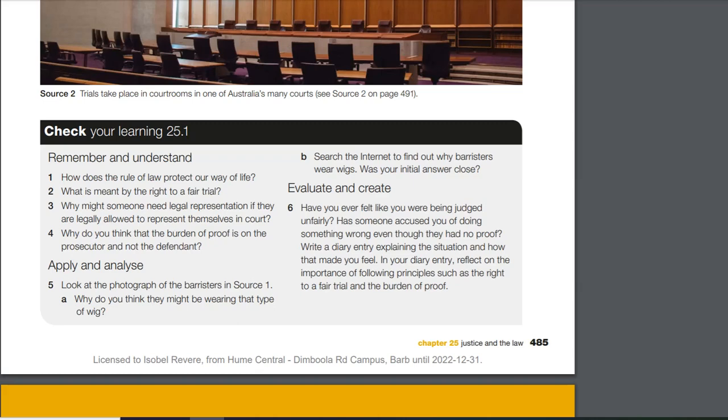All right, and now we're up to evaluate and create. So question 6. Have you ever felt like you were being judged unfairly? Has someone accused you of doing something wrong, even though they've had no proof? Write a diary entry explaining the situation and how that made you feel. In your diary entry, reflect on the importance of following principles such as the right to a fair trial and the burden of proof.